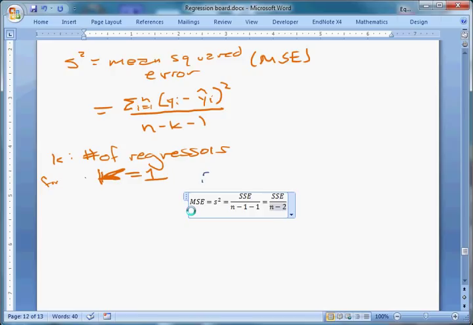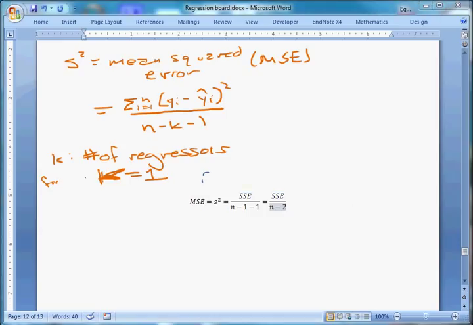n is our sample size. SSE is our sum of squared errors. Now, if you remember before, when we figured out a sample variance, we divided by n minus 1. We're dividing by n minus k minus 1 because we have to use one of our data points to get our regression done. So, in any case, we lose degrees of freedom. We'll talk a little bit more about degrees of freedom when we get to multiple regression.